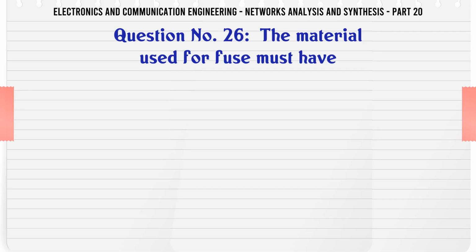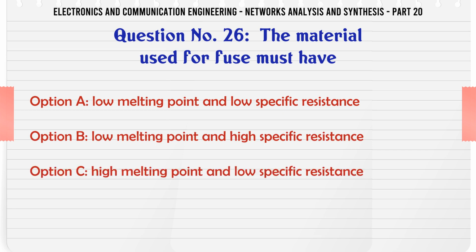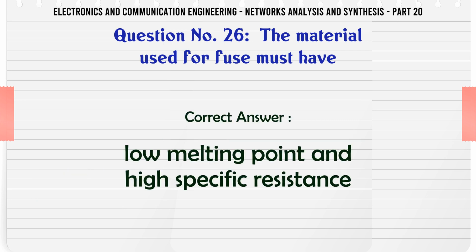The material used for fuse must have A. Low melting point and low specific resistance, B. Low melting point and high specific resistance, C. High melting point and low specific resistance, D. None. The correct answer is low melting point and high specific resistance.